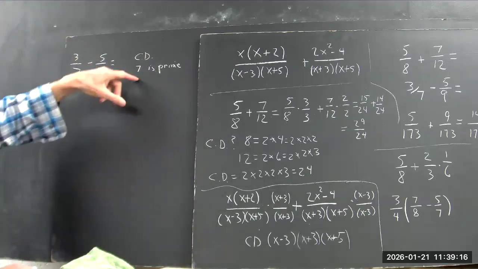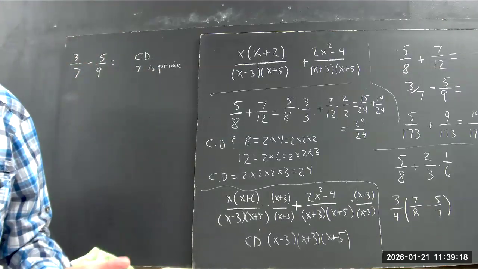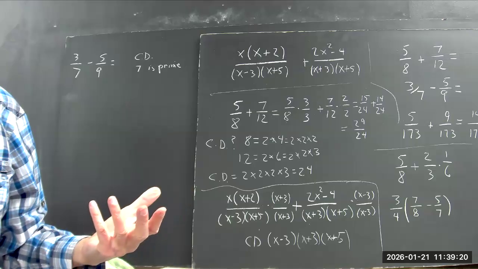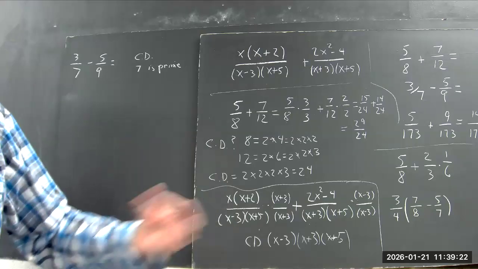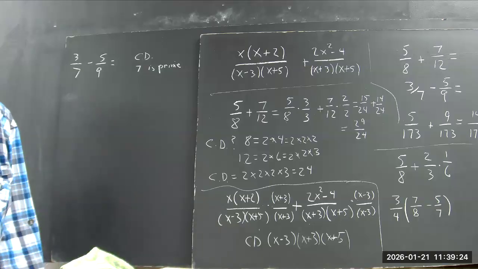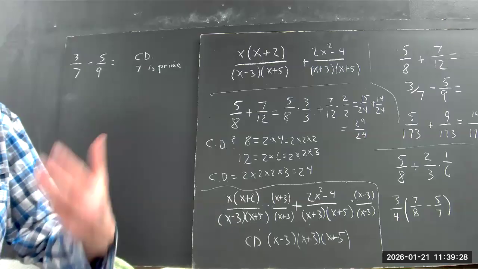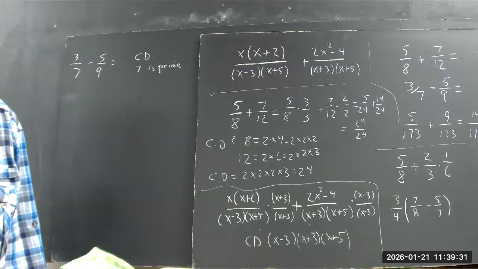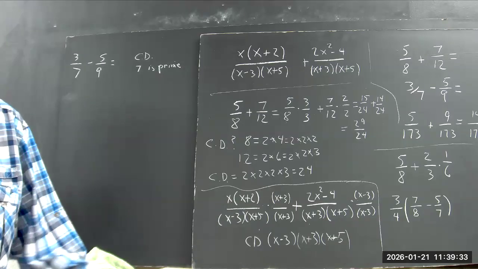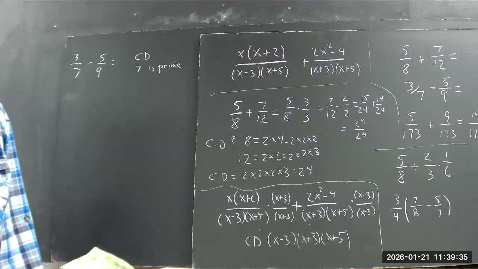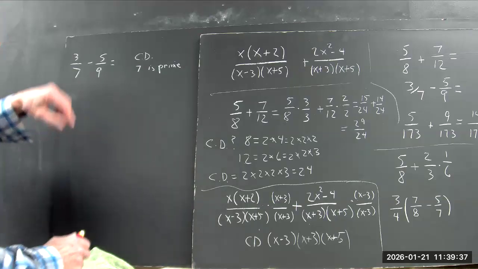Seven is prime because nothing divides into 7 evenly. You try 2, 2 doesn't go into 7, 3 doesn't go into 7, 5 doesn't go into 7. You wouldn't even try 4 since 2 didn't go in, 4 wouldn't. And now you're going to try 6 because you've tried both 2 and 3. Okay. 7 is prime.